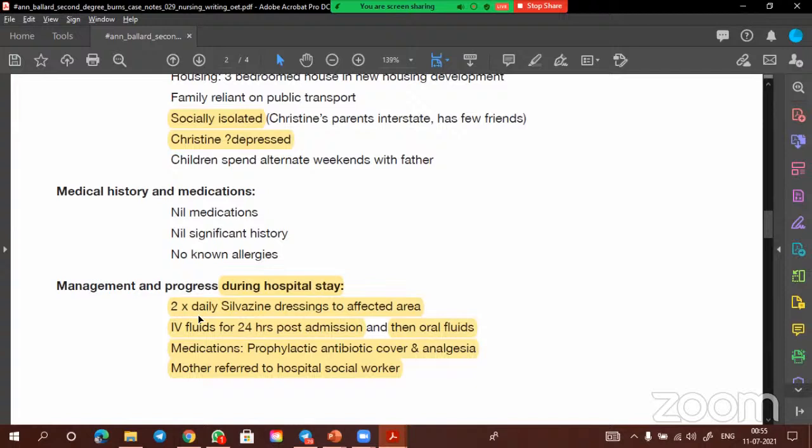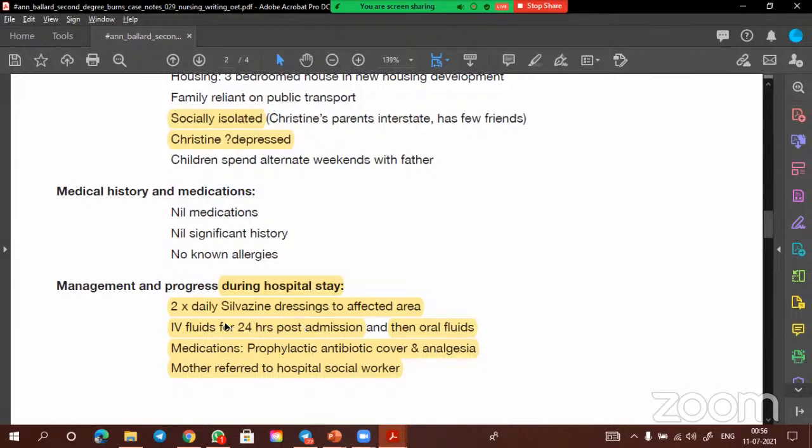Now, management and progress during hospital stay. These are the things done here. Everything was perfectly well because all these things are done regularly. So there was no problem because all these activities are done. No medical history, no medication, nothing was there regarding her. So the hospital stay was very fine because of these things.